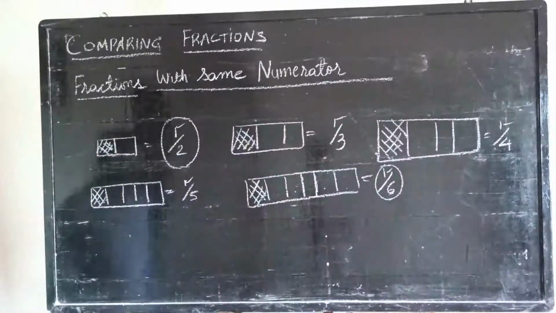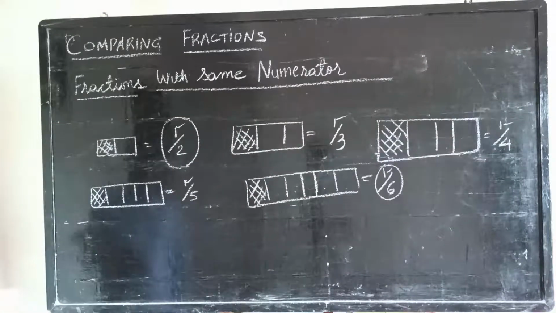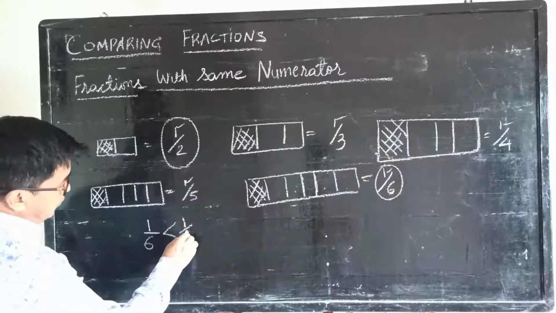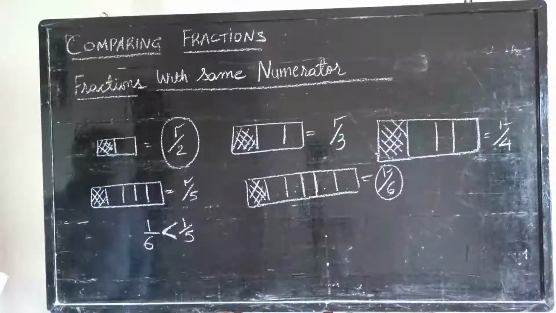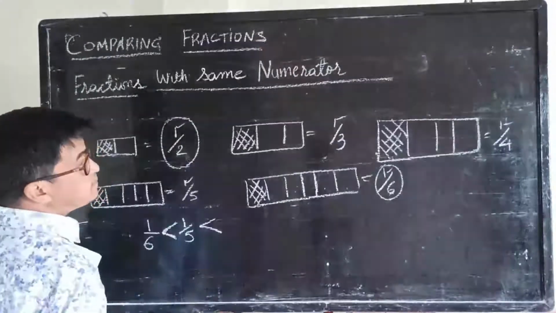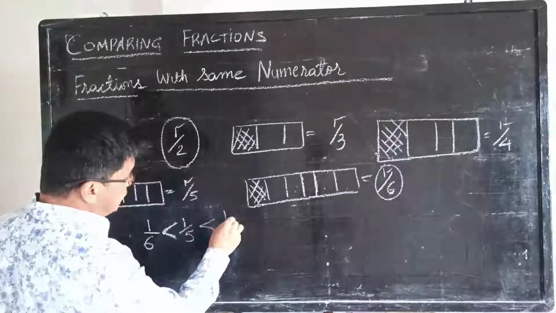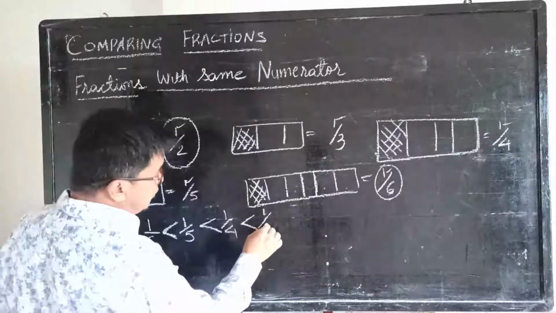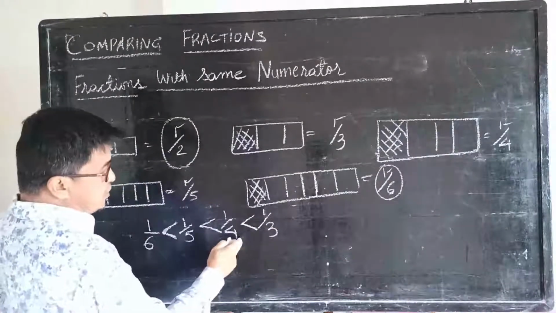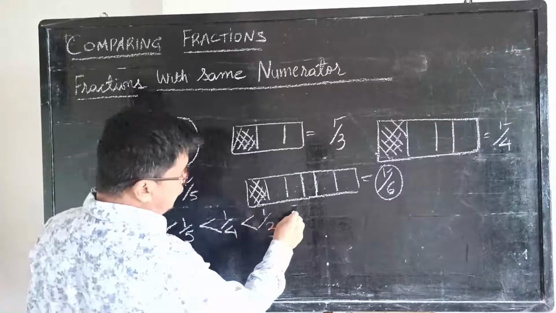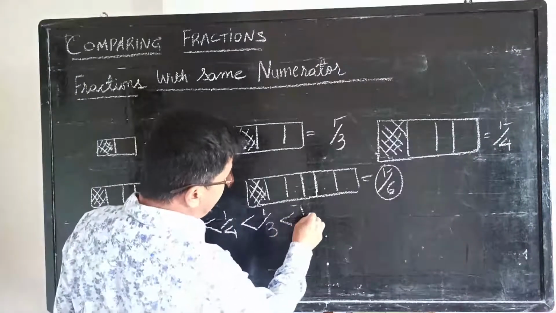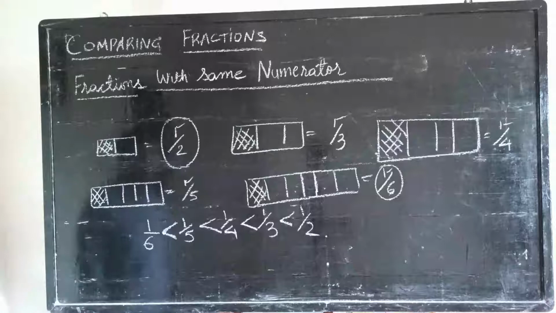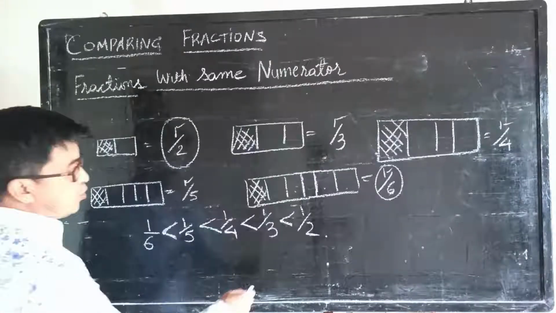Now how can you represent this? 1 upon 6 is less than 1 upon 5. This is the less than sign. 1 upon 5 is less than 1 upon 4 because the denominator is less. And 1 upon 4 is less than 1 upon 3 because denominator 3 is less than 4. And 1 upon 3 is less than 1 upon 2. So which is the biggest fraction? 1 upon 2 is the biggest fraction because it has the smallest denominator.